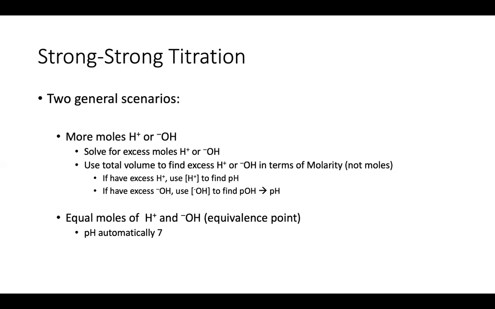Your first step is going to be to solve for excess moles of H+ or OH-. So let's say that we have 1 mole of H+ and 0.5 moles of hydroxide. In order to solve for excess moles of H+, because there's more H+, we would take the 1 mole of H+ and subtract from it 0.5 moles, because that's how much hydroxide there is. That would leave us with an excess of 0.5 moles H+.